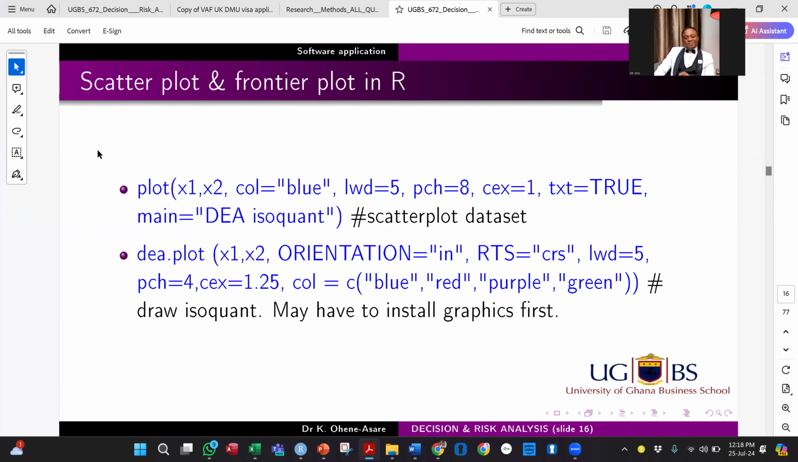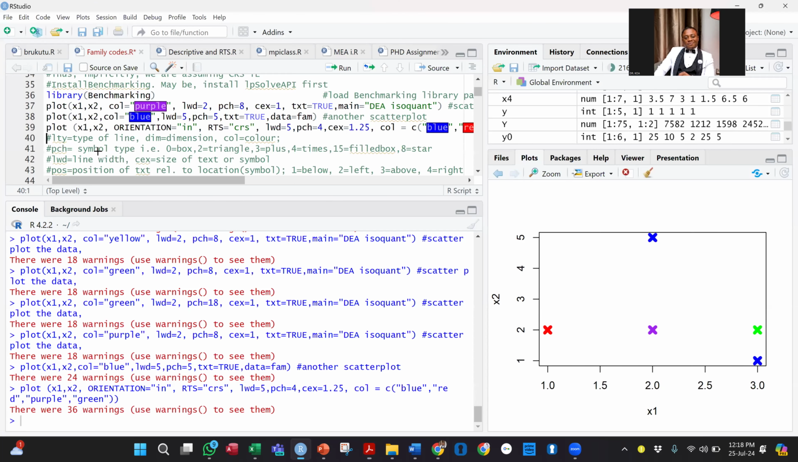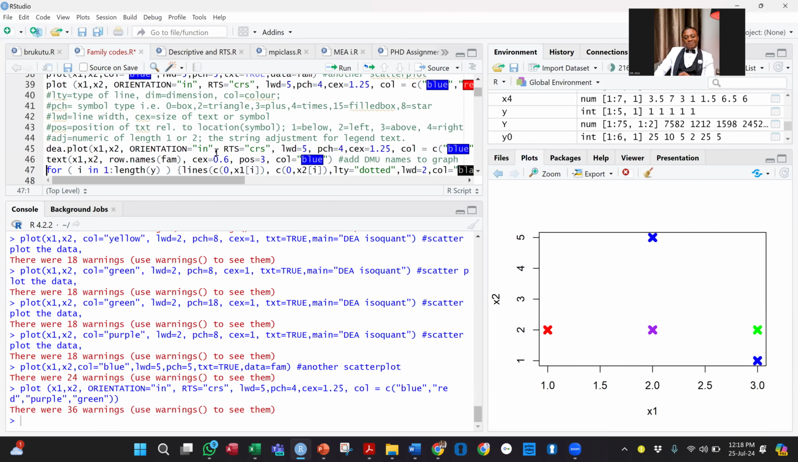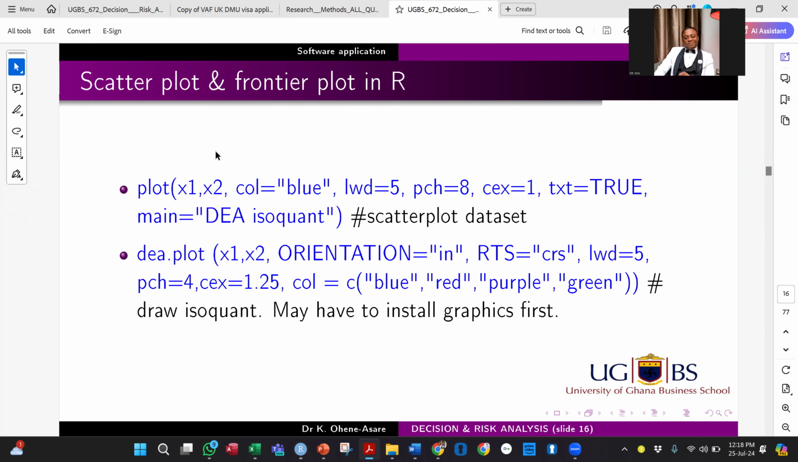Now we are ready to draw the isoquant. And how do you do that? This is the most important command in the DEA. We're going to draw the isoquant. This is what you have in yours. So copy this DEA plot. You see, the first one was a plot. It's like a scatter plot. But the second one is a DEA plot.